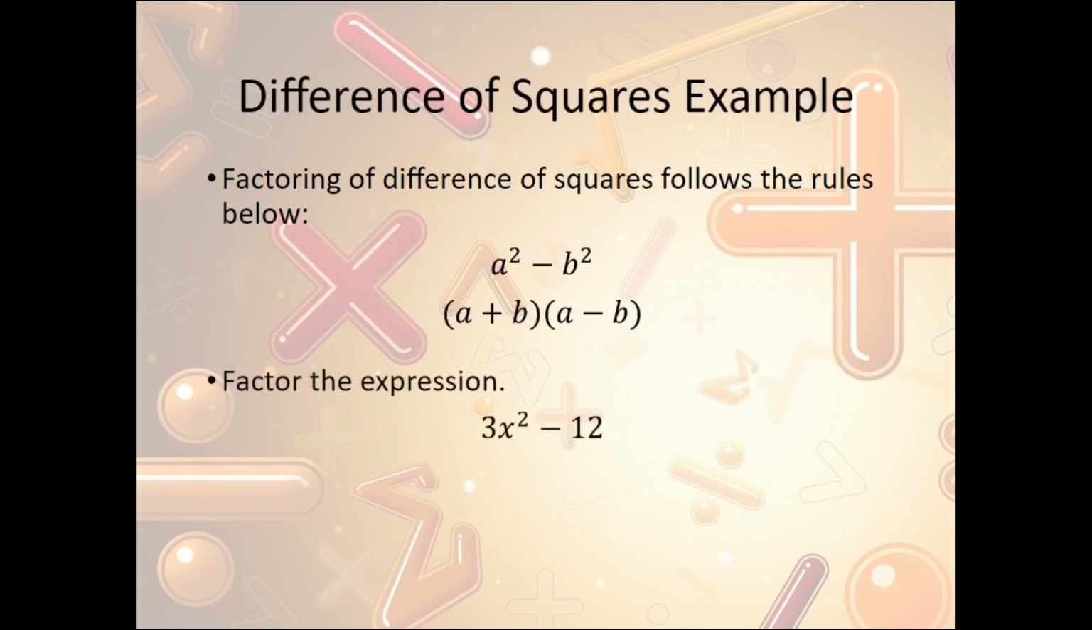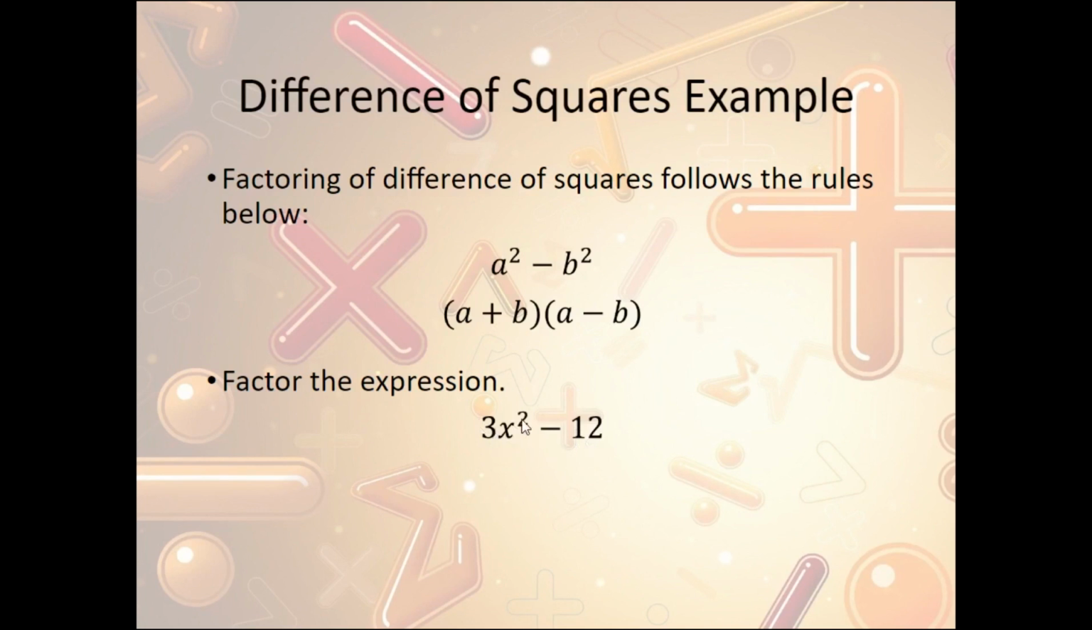Another example, 3x squared minus 12. Well, we can see that 3 is not a perfect square and 12 is not a perfect square. However, we can see if we can use our method from yesterday as well. So we can see if we can factor out a common factor first. Is there anything in common between 3 and negative 12? Well, 3 is a factor of both 3 and negative 12. So let's go ahead and factor that out.